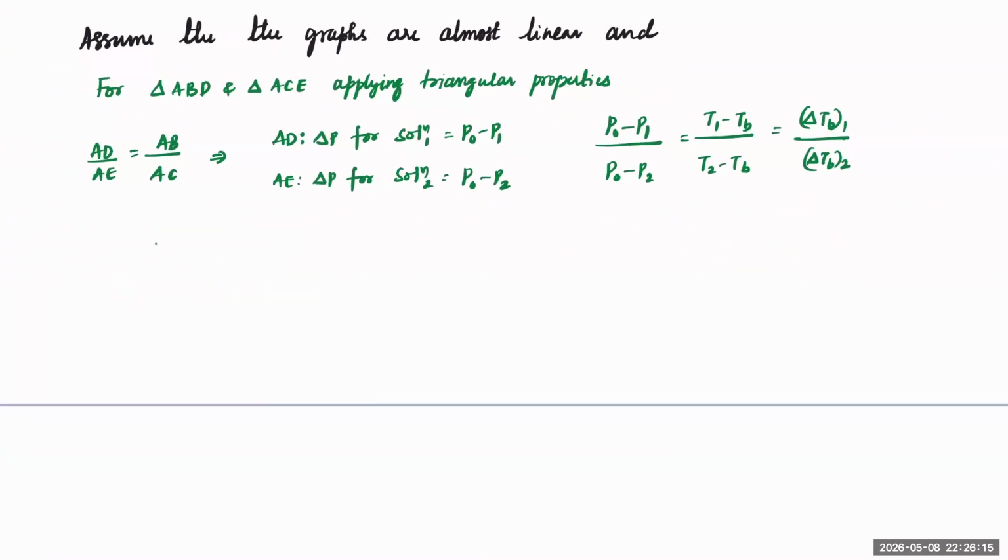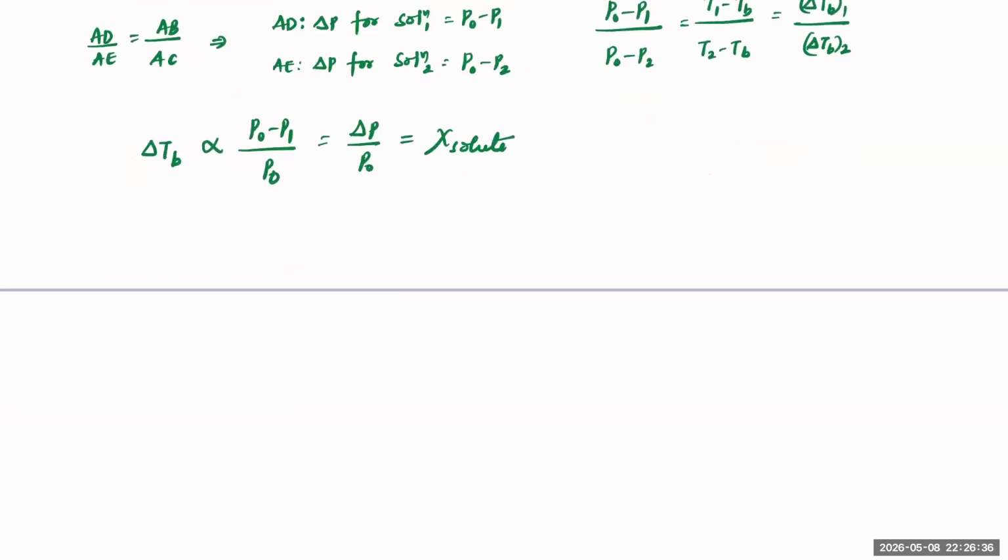From here, it's evident that the change in boiling point temperature is directly proportional to the relative lowering of vapor pressure, delta P by P naught. And delta P by P naught, we already learned, is the mole fraction of solute. So delta TB is directly proportional to the mole fraction of solute. That implies delta TB can be written as some constant A into mole fraction of solute. Let me put this as equation 1, everyone. Clear?